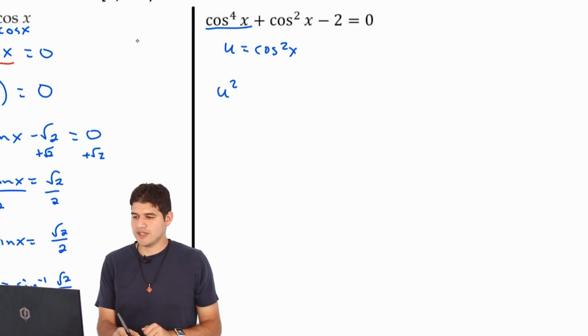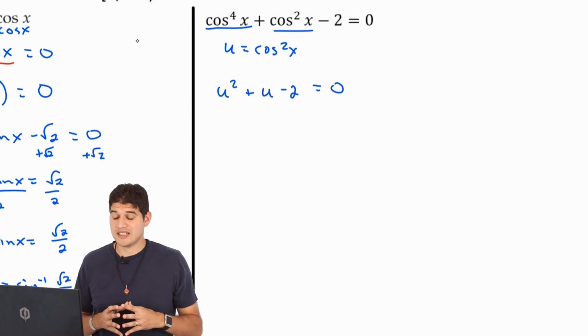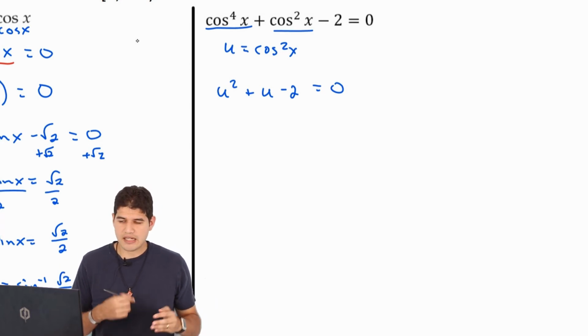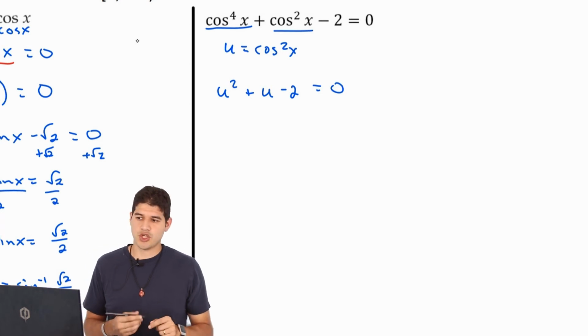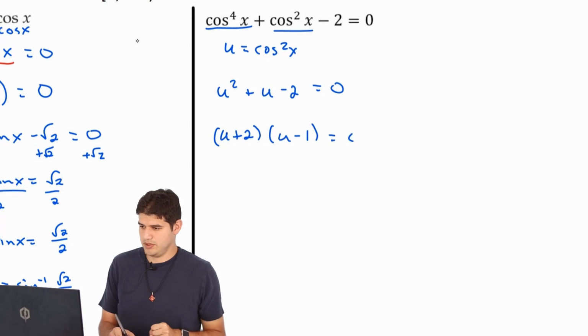And since u is cosine squared of x, in this case I'm just going to get plus u. And then nothing to substitute for the minus 2 equals 0. What I want to do is factor that quadratic trinomial, and we've had a lot of practice factoring quadratic trinomials. So we're going to factor this and get u plus 2 and u minus 1 equals 0.